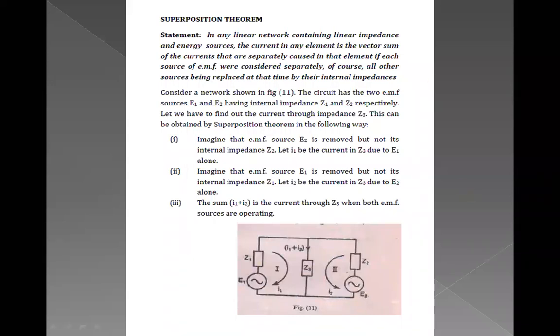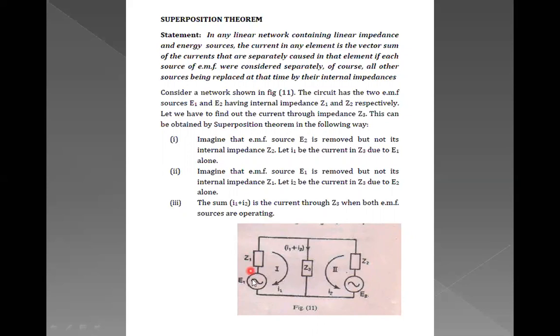And this is the superposition theorem, where I'll repeat the statement once again. In any linear network containing linear impedances and energy sources, the current in any element is the vector sum of the currents that are separately caused in that element if each source of EMF were considered separately, of course, all other sources being replaced at that time by their internal impedance. It means we need to find the current through the common impedance.